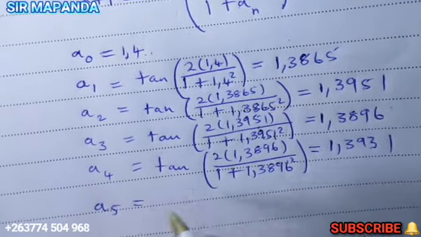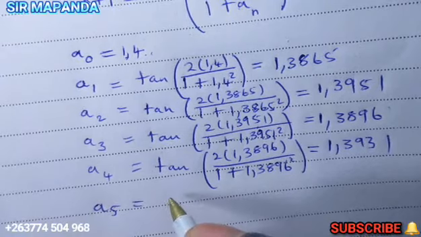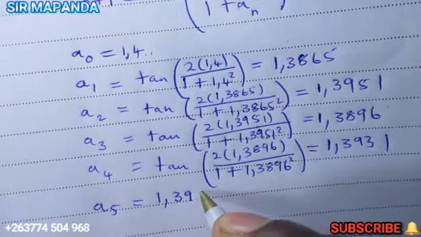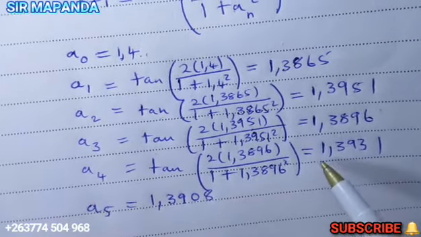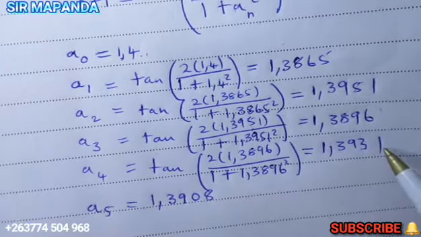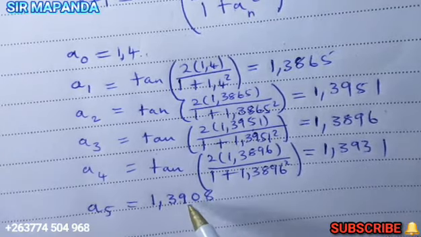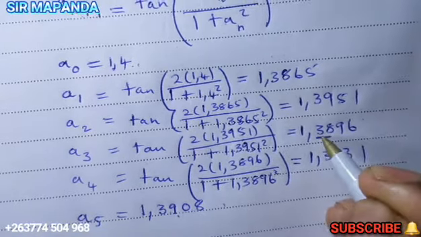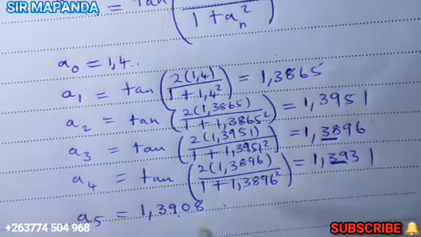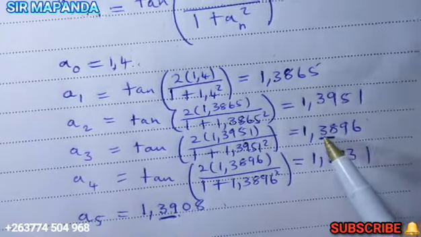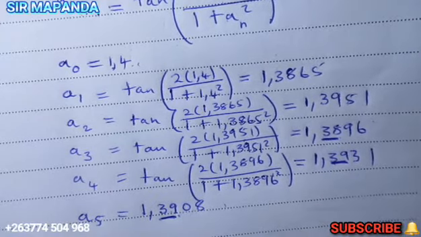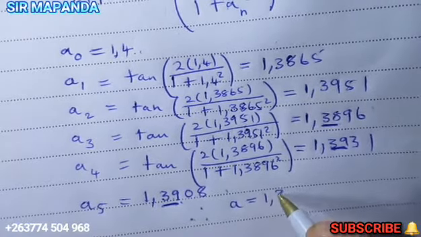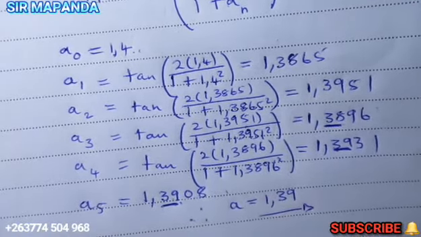If you do this on A5, right? On A5 you get 1,3908. If you substitute 1,3931, you get 1,3908. So you can notice that if we are to make A to 2 decimal places, 39 is the 2 decimal place that is recurring. Therefore, A is equals to 1,39, and this is your final answer.